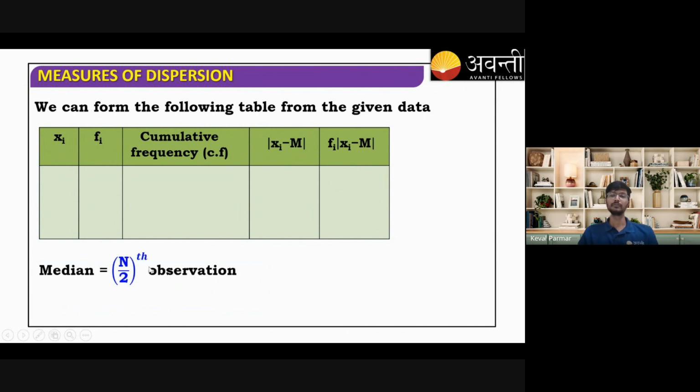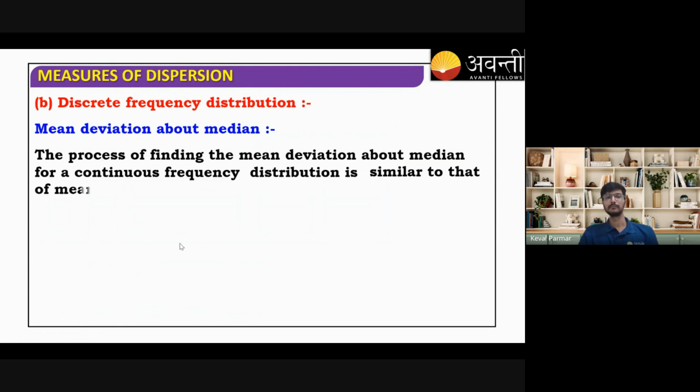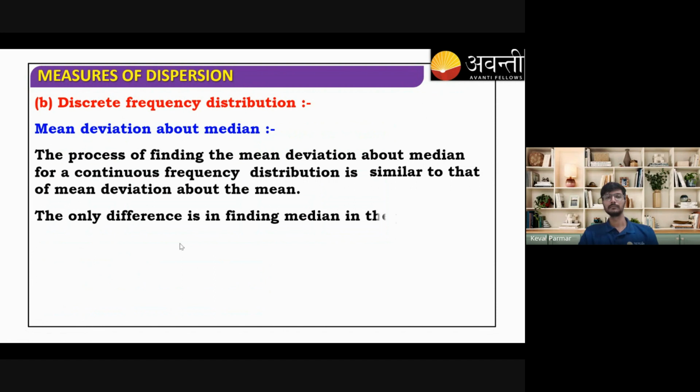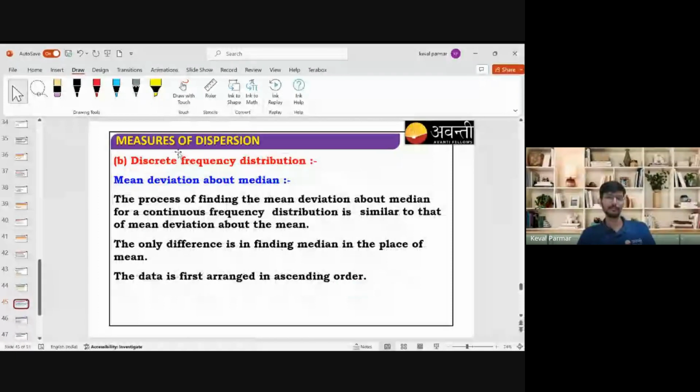So median will be the n by 2th observation, right? The n by 2th observation. We have seen median in cases of odd and even, for discrete frequency distribution. Here it should be continuous frequency distribution. Sorry, guys, my mistake. I just forgot.